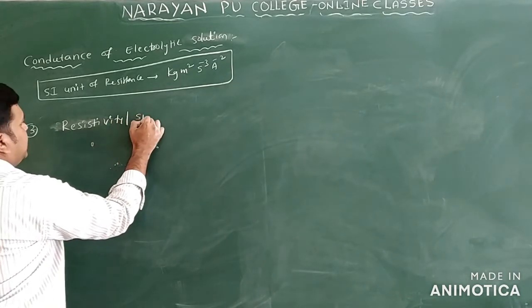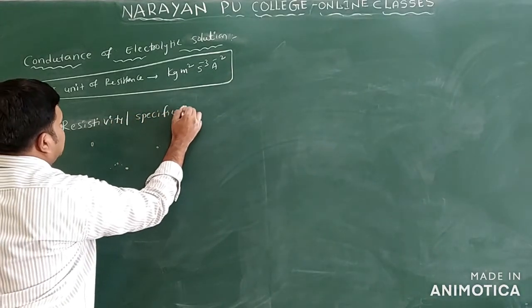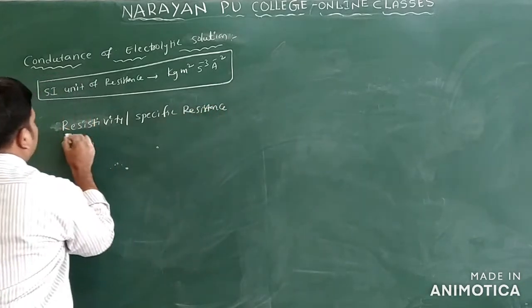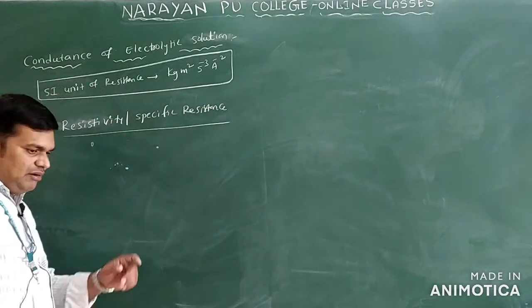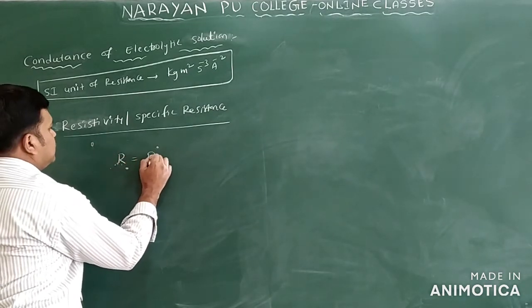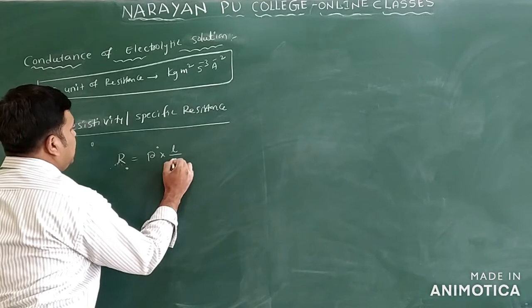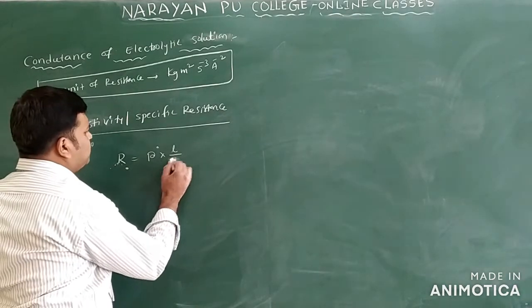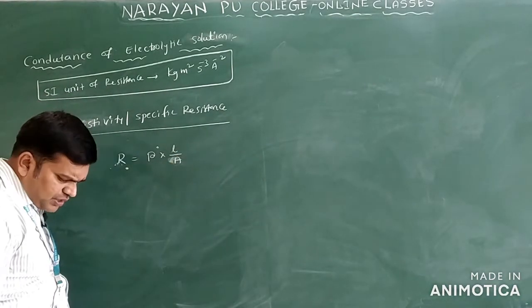Resistivity, or what are we calling it? Specific resistance. Okay, so from this I will take the expression: R is equal to rho into L by A. We can take capital A or small a, that is your choice. I will write capital A only.